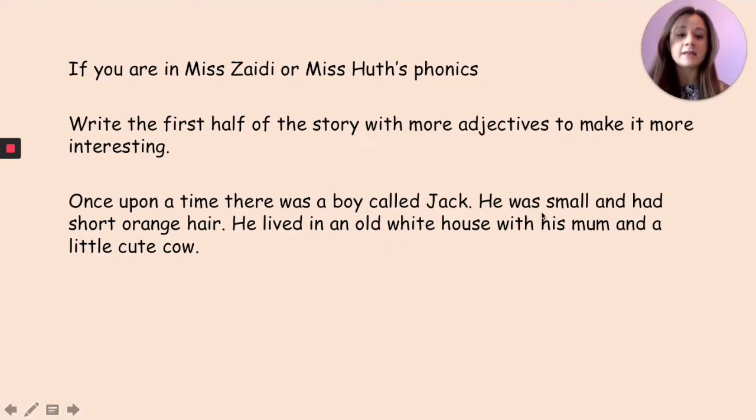So I added, he was small and had short orange hair, so I'm describing what Jack looks like. He lived in an old white house, so now we know what his house looked like, with his mum and a cute little cow, so we also know what the cow looks like. So that's your activity if you are in Miss Zadie or Miss Huth's phonics groups.